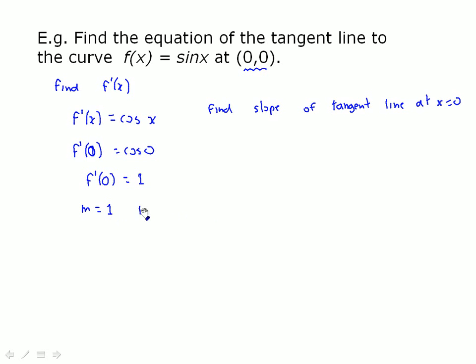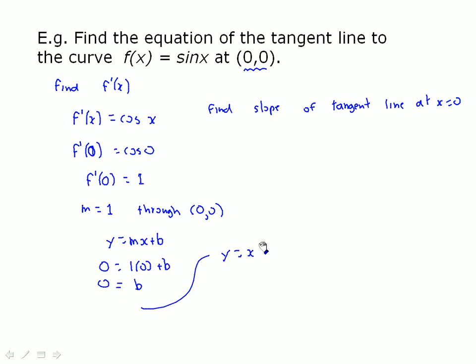And this is through the point (0, 0). So y is equal to mx plus b, because we want the full equation. So 0 is equal to 1 times, well, x is 0, plus b. So b is equal to 0. And that would mean that our equation is y is equal to 1x plus 0. Just like that.